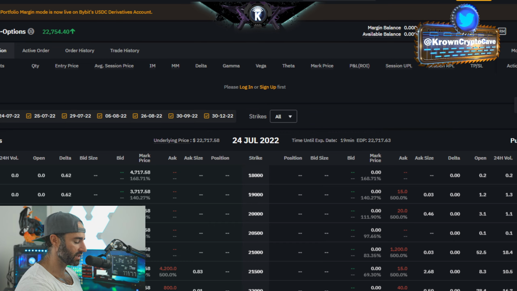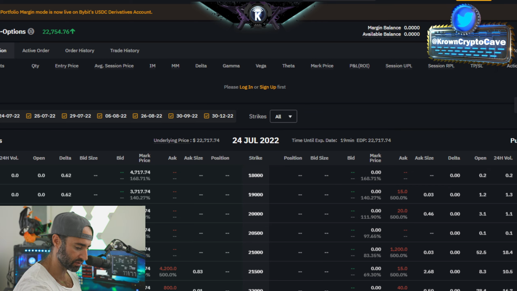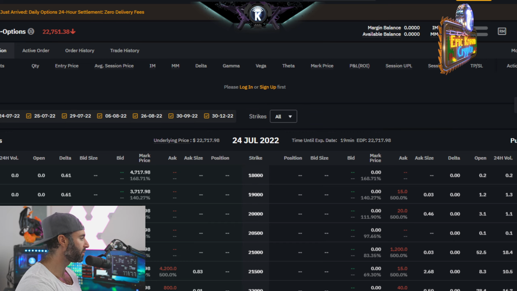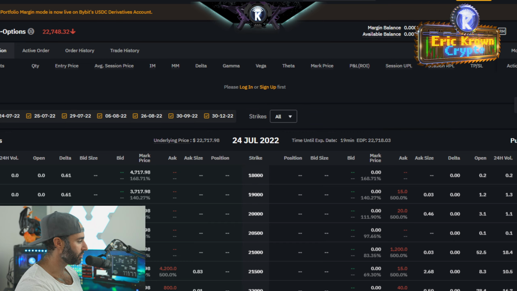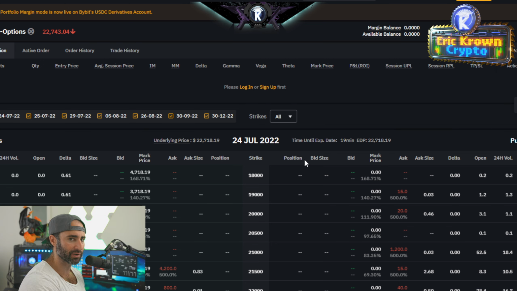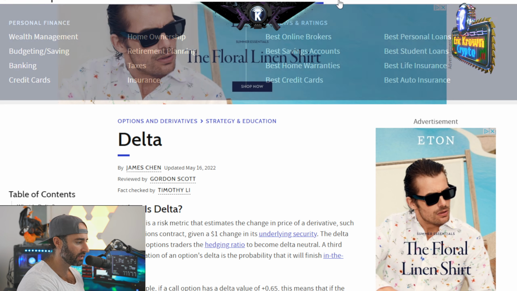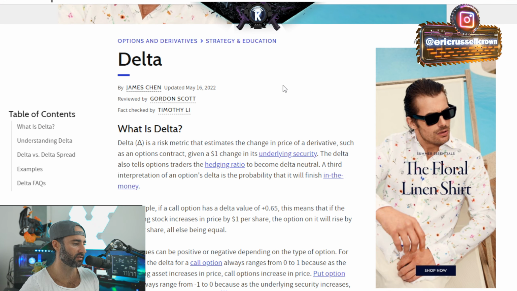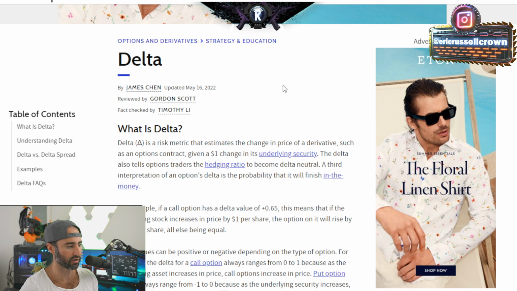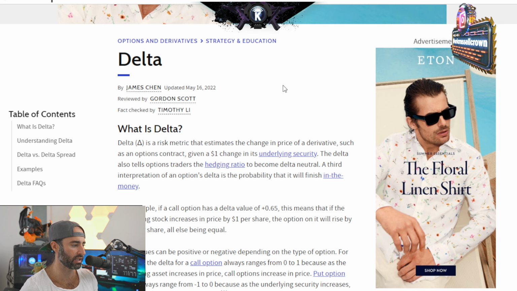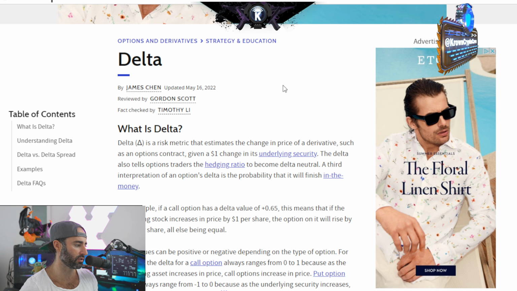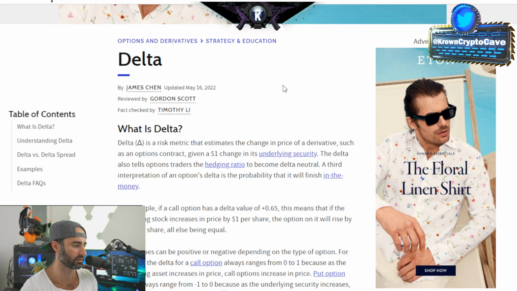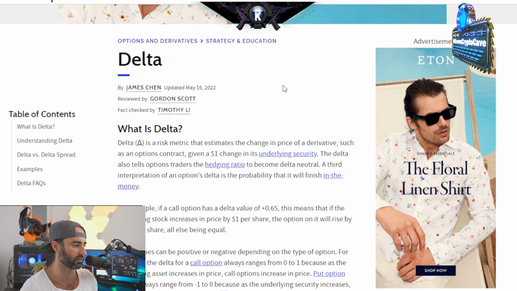Now I will bring up the Investopedia definition over here, and I think that may or may not be helpful for people. I know for myself, I usually just do better by experiencing it myself. But if you want the dictionary definition, here it is. Delta is a risk metric that estimates the change in price of a derivative, such as an options contract, given a $1 change in its underlying security. The delta also tells options traders the hedging ratio to become delta neutral. A third interpretation of an options delta is the probability that it will finish in the money.